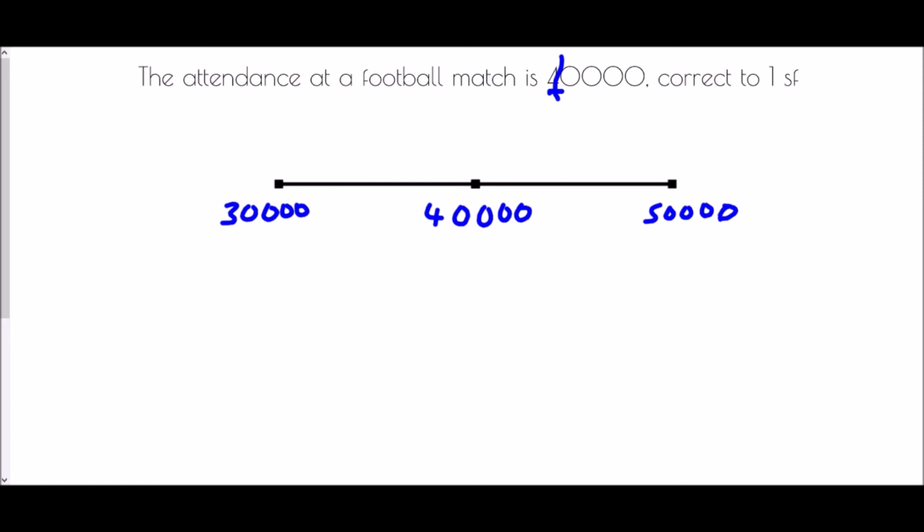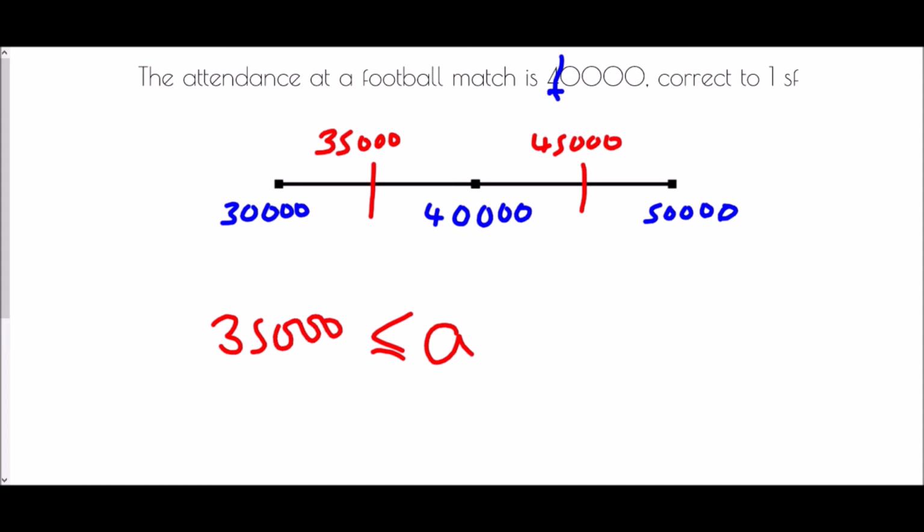What would be halfway this time? Well, halfway in between. What is halfway between 30,000 and 40,000? It's 35,000. What's halfway between 40,000 and 50,000? It's 45,000. And so in this case, the attendance, which again we'll call A, the smallest it could possibly be would be 35,000. The largest it could be, and again it's not including this value, is 45,000.